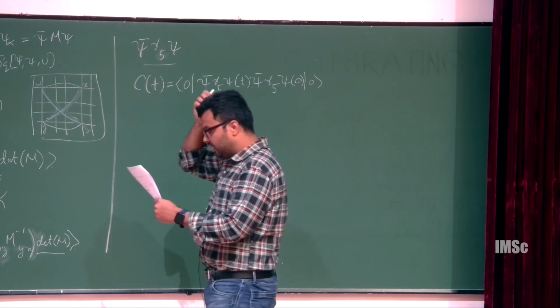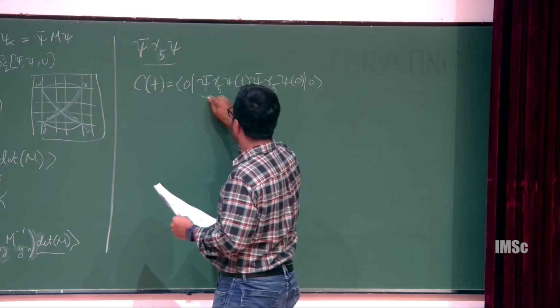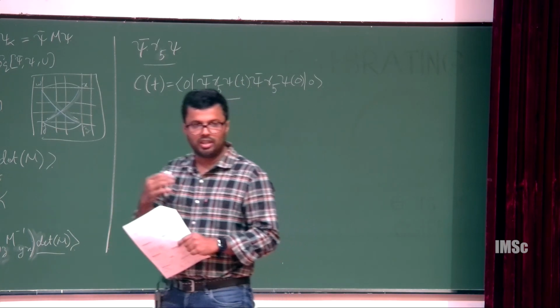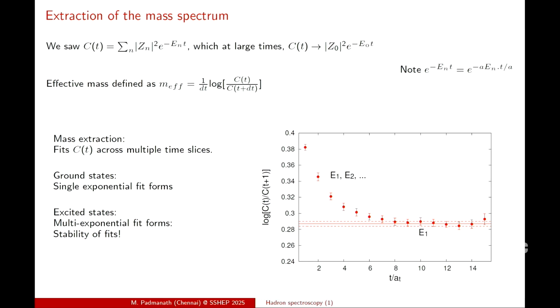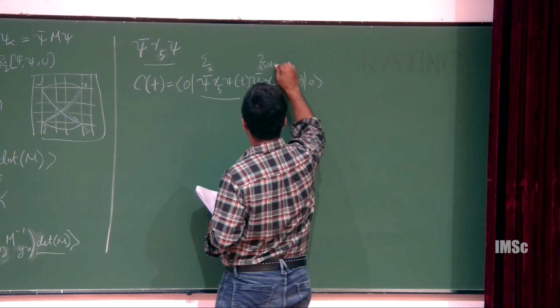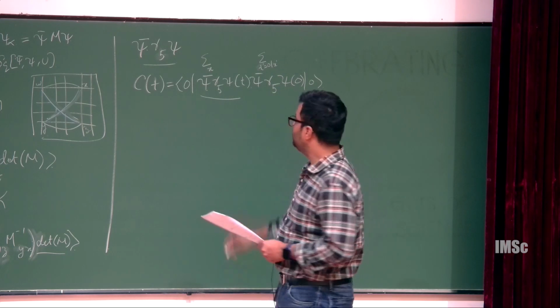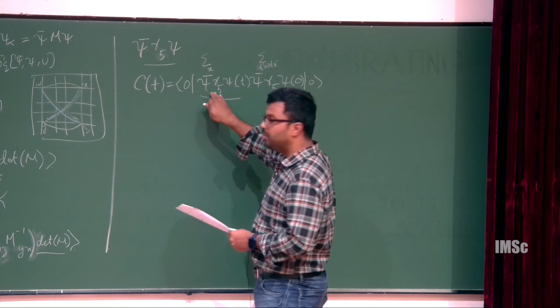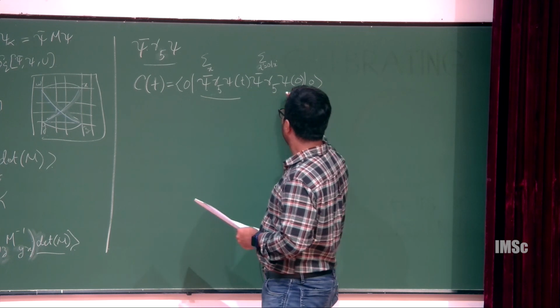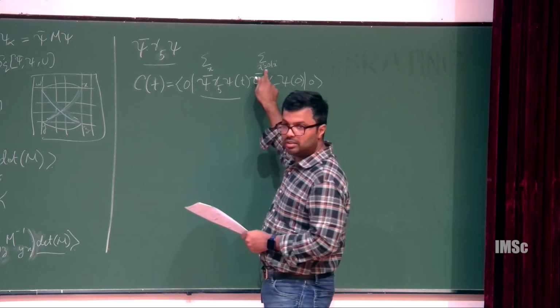So this is what I am interested in, and I have suppressed all the spatial indices. What I assume is that these are all zero-momentum projected mesons. So these are at rest, which means there is a spatial sum here, and there is also a spatial sum at t prime equal to 0. Which means that this whole correlation function incorporates propagation of a meson from any spatial point in this particular time slice t to any spatial point in the time slice t prime equal to 0.